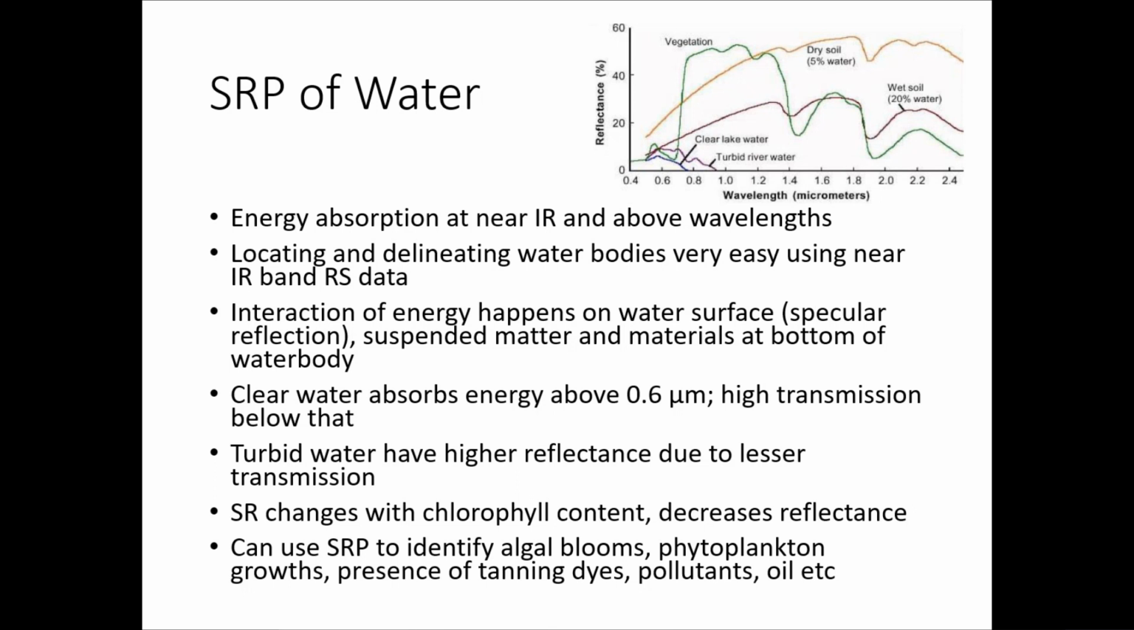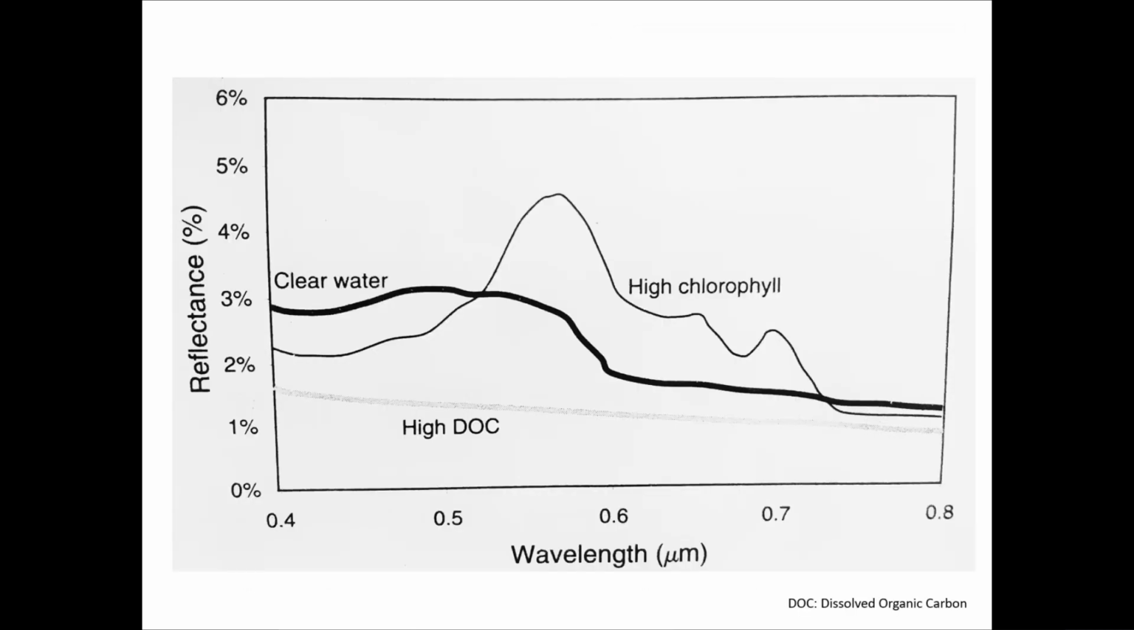Similarly, algal blooms, phytoplankton growth, presence of tanning dyes, all these pollutions, everything in water, can be quantified if you have a good knowledge of the spectral reflectance pattern of water. So here again, you can see another figure. You can see clear water, water with high chlorophyll content, and water with high dissolved organic carbon. With high chlorophyll, you can see there is a peak in the green range and a drop in the blue range. Right.